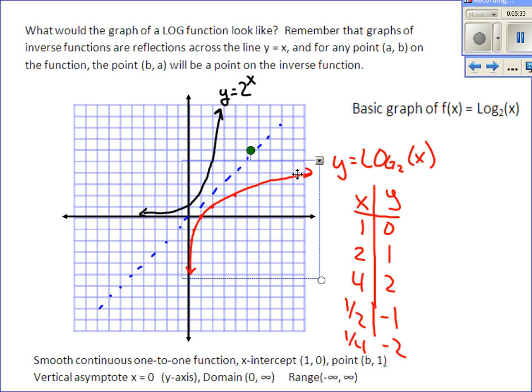And what happens with the log functions is we get a vertical asymptote, whereas the exponential functions had a horizontal asymptote. So again, smooth and continuous, x-intercept at (1, 0), and a point (b, 1). Again, the reverse of the exponential. Vertical asymptote at x equals 0, the y-axis. Domain goes from 0 to infinity, not including the 0, and the range goes from negative infinity to infinity.